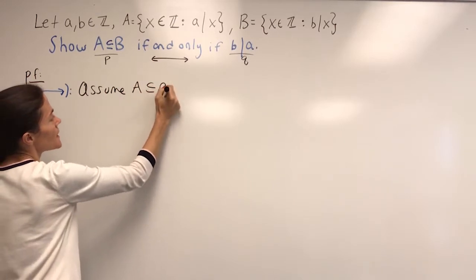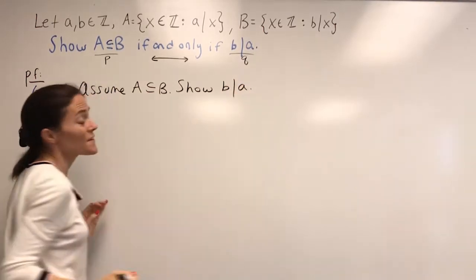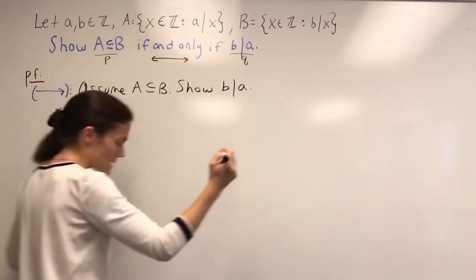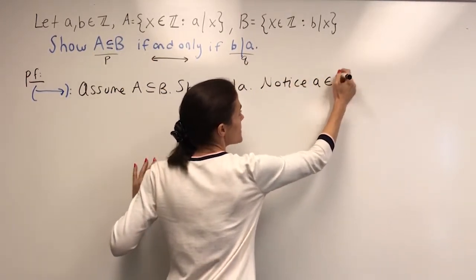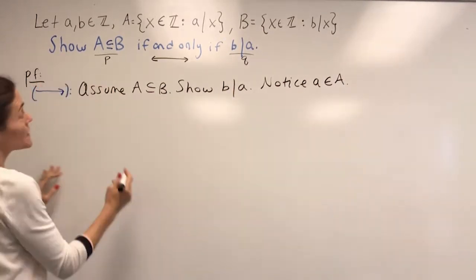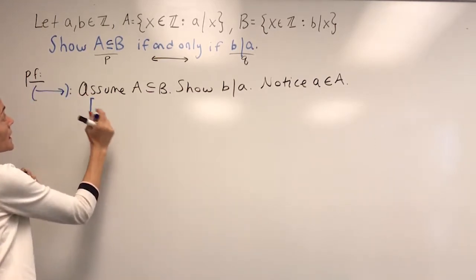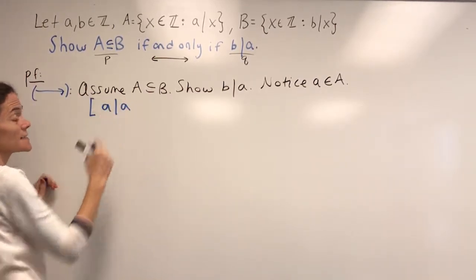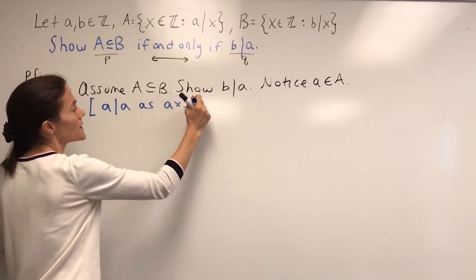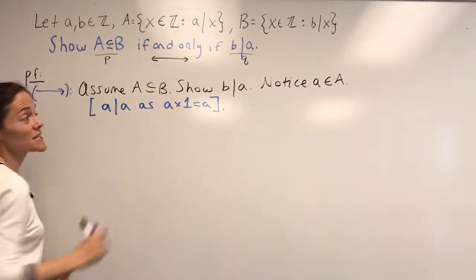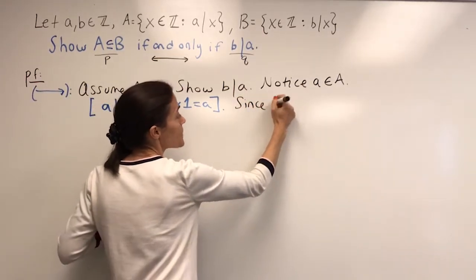A is a subset of B, and we need to show little b divides a. Well, the first thing to observe is that a is an element of A. And the reason, maybe I'll put it in blue here, is that a divides a is clearly true. a times 1 equals a.